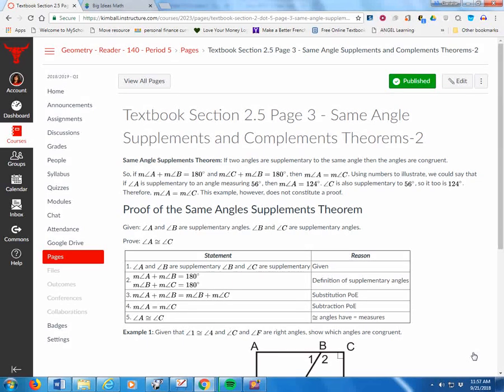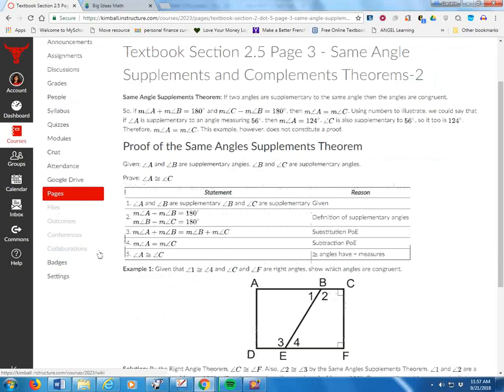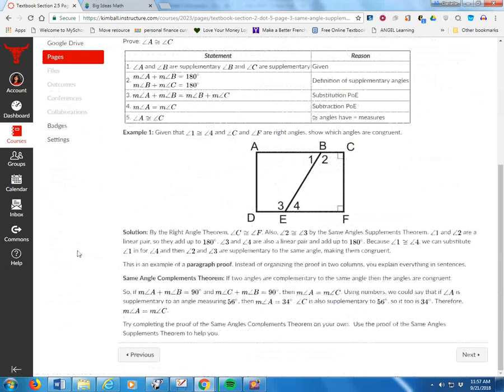If two angles are supplementary to the same angle, then those two angles must be congruent or equal to each other. Okay? The same works for the same angles complements theorem. If two angles are complements to one angle, so if one angle is 30 degrees and two angles are complements to that, those two angles must be 60. Those two angles are now congruent. That's what the same angles complement theorem says.